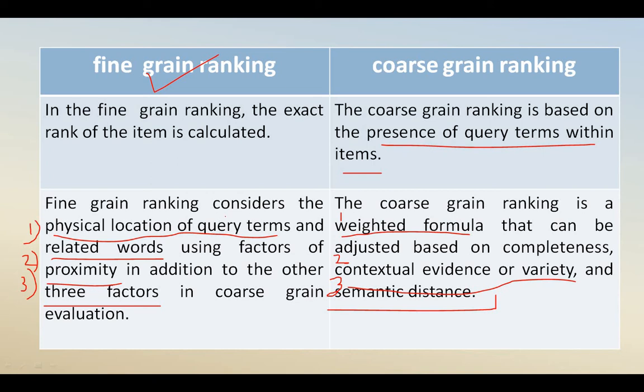So the coarse grain ranking is a weighted formula that can be adjusted based on the completeness, variety and semantic distance, meaningful distance. So coarse grain ranking is based on these three things. But comparing both, fine grain ranking is the better one, and fine grain ranking is considered very good and efficient. Now we are going to talk about the next one.